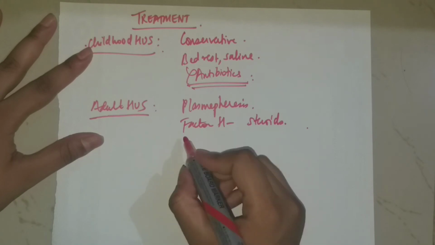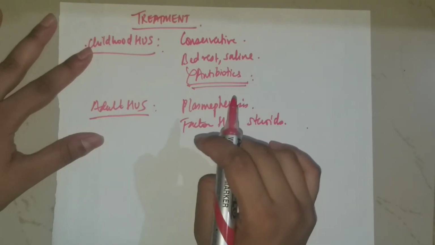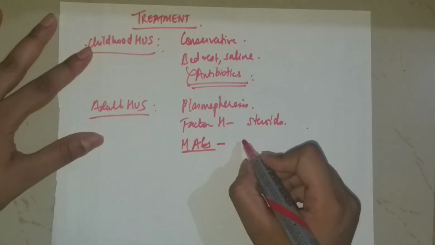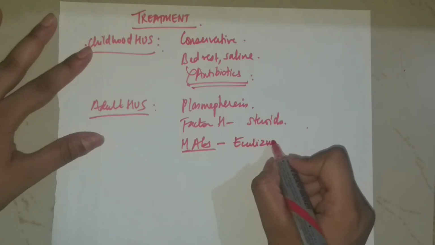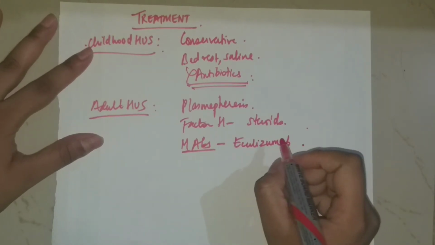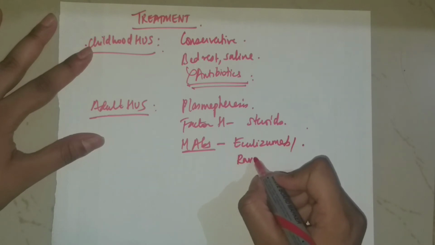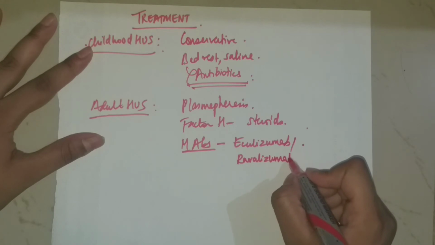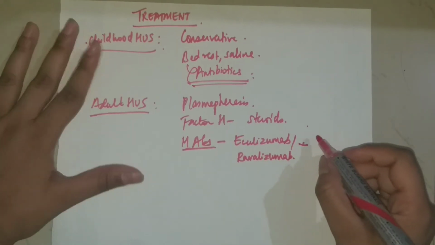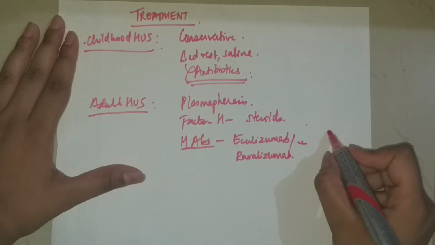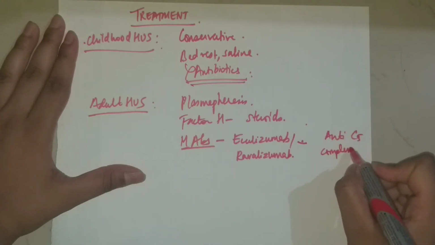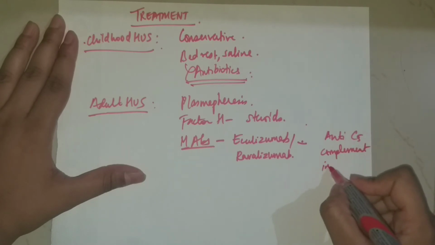Now, the most effective right now is found to be monoclonal antibodies, especially eculizumab or ravalizumab. This is a modified version of eculizumab, a little better version. Both of them are anti-C5 complement inhibitors.